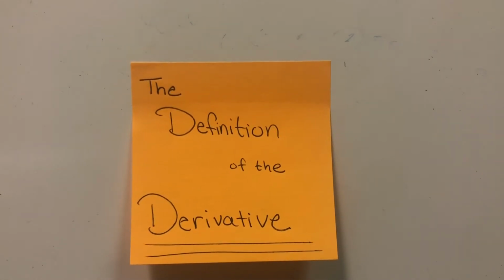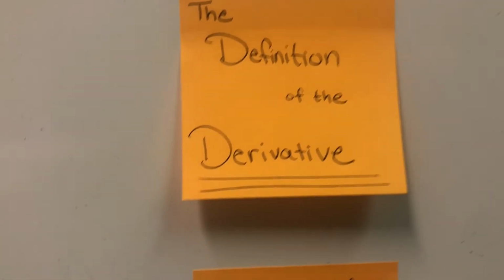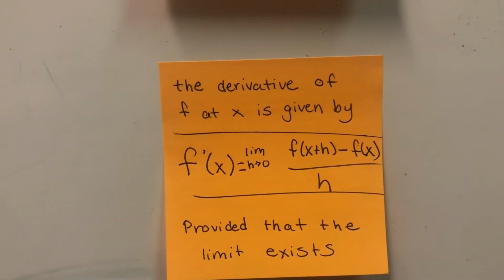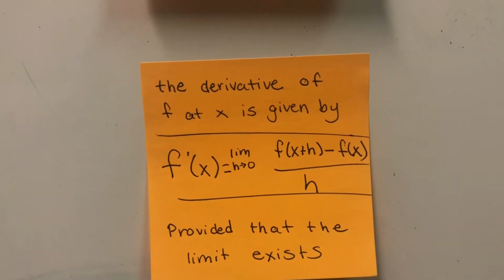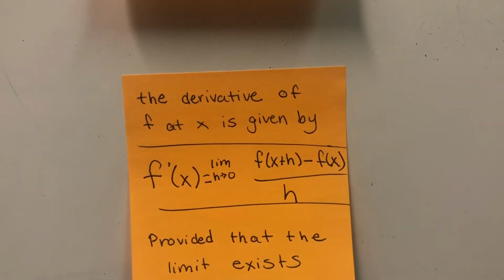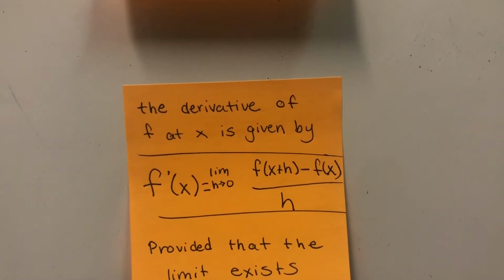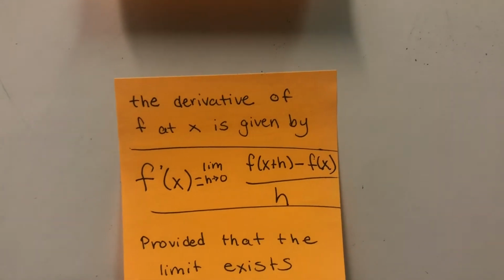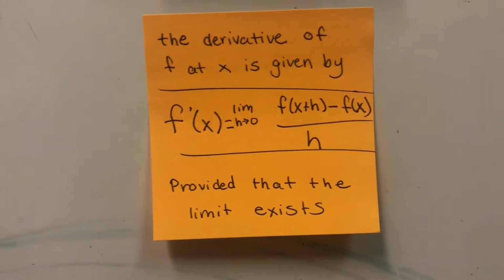Today we're going to be talking about the definition of the derivative. The derivative of f at x is given by f prime of x, the limit as h goes to 0, of f of x plus h minus f of x over h, provided that the limit exists.